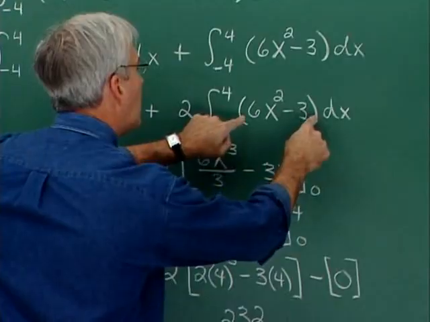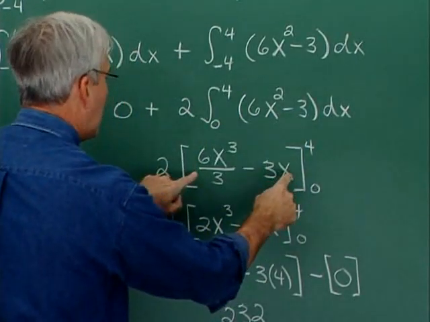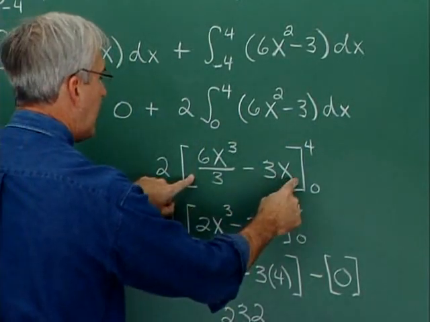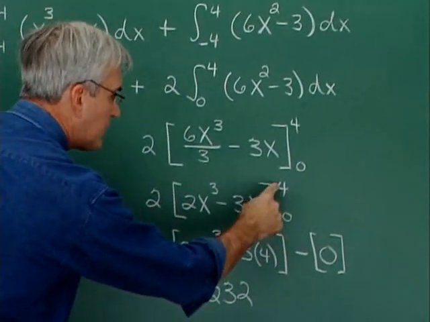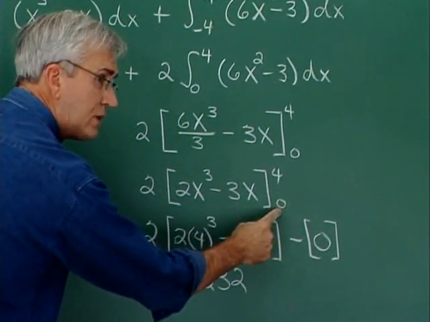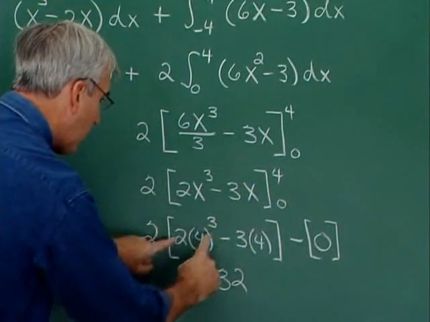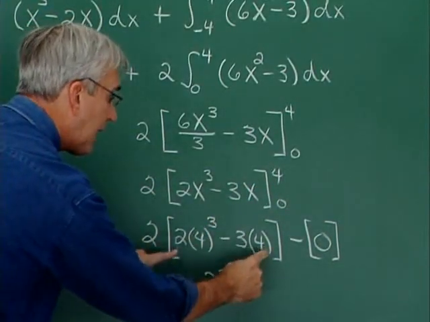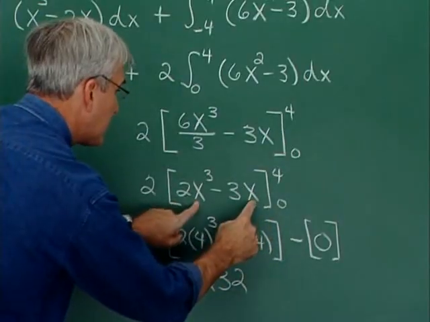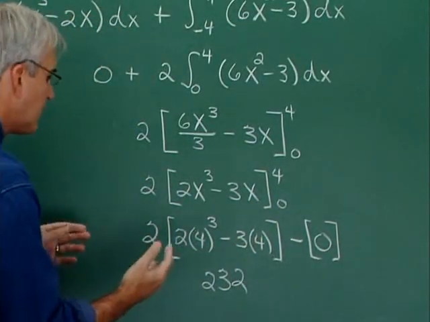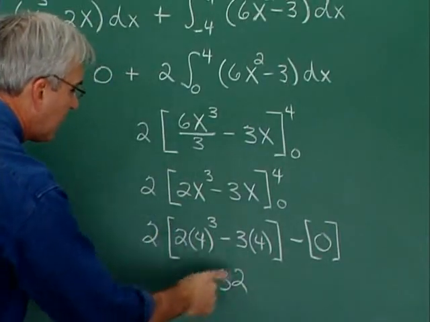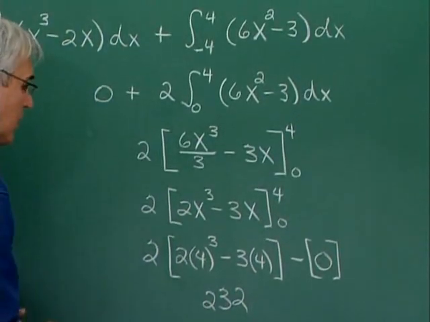Now the antiderivative is 6x cubed over 3 minus 3x, and the 3 and the 6 cancel, leaving 2x cubed. So now notice that we are evaluating from 0 to 4: f of 4, replace x with 4, and f of 0, replace the x's with 0. Gee, both terms go out. You see how easy it becomes under these circumstances, and then evaluating here, we find the integral to be 232.